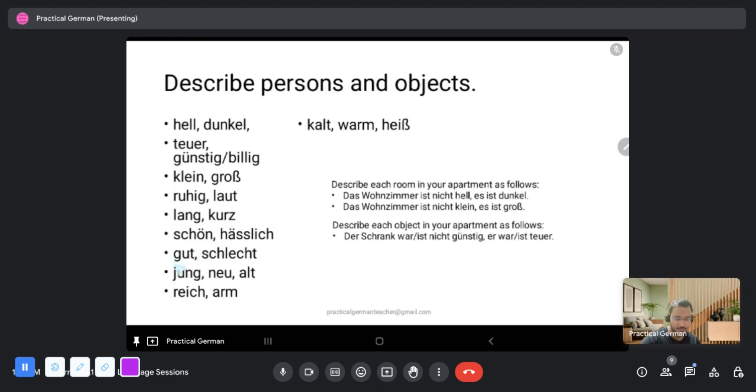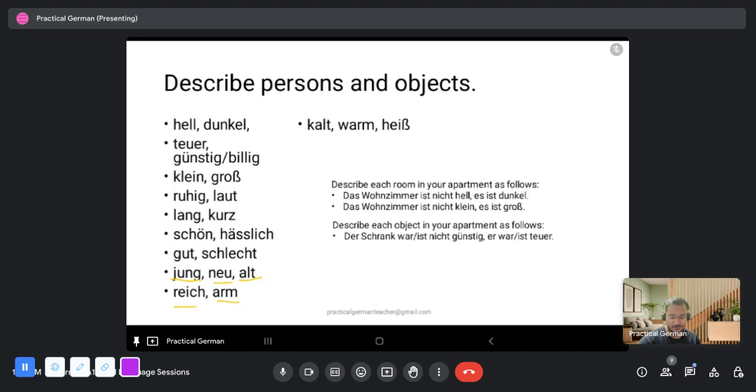Gut, schlecht. So good, bad. Jung, neu, alt. Young, new, old. Reich, arm. Elon Musk is rich. Rich and poor. Yeah. Reich, arm.